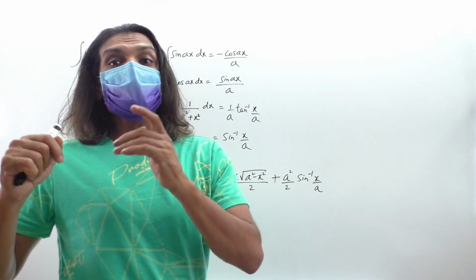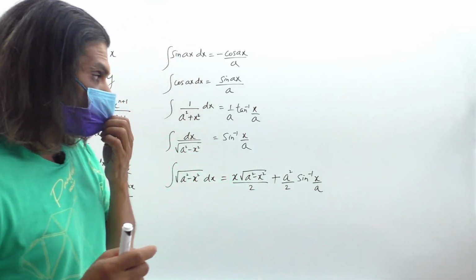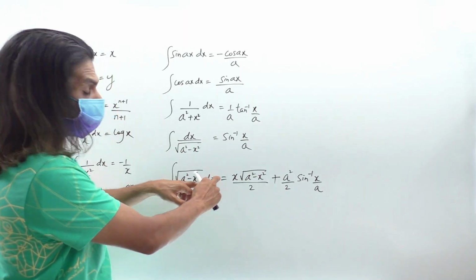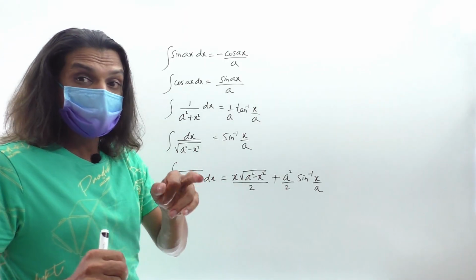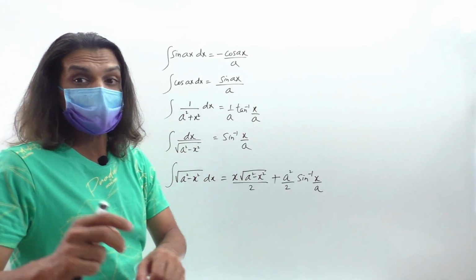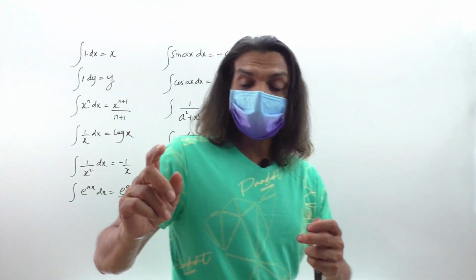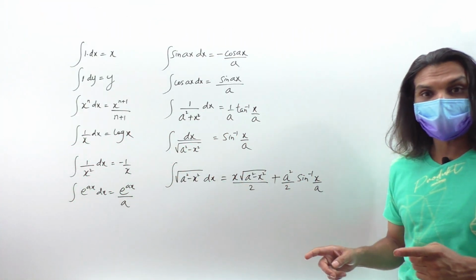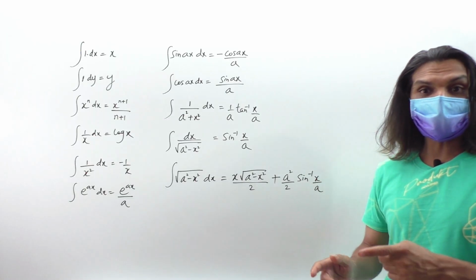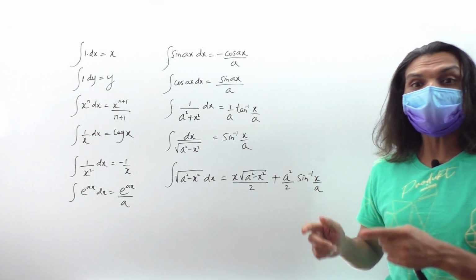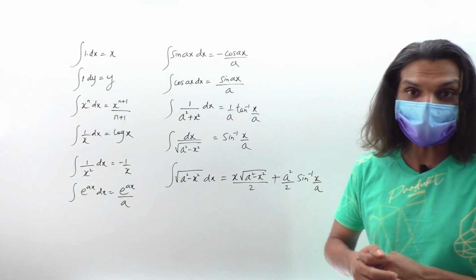And the very important formula, on which they may ask problems, is the integration of root of a square minus x square dx, which is x into root a square minus x square divided by 2 plus a square by 2 sin inverse x by a. These formulas you need to compulsorily memorize to understand the topic of specified regions and also change of order for double integration, which we'll see later.